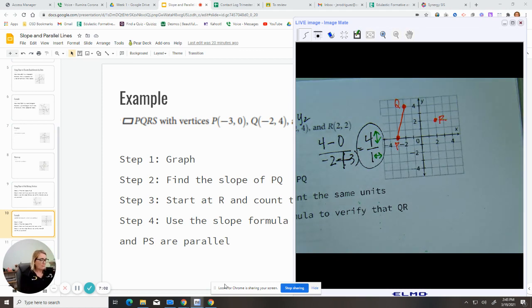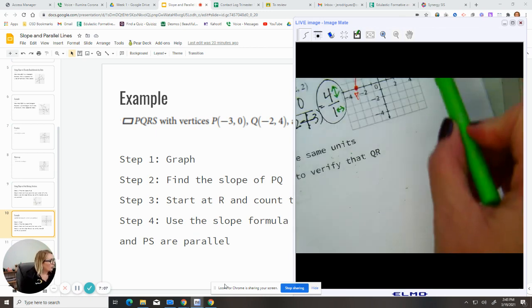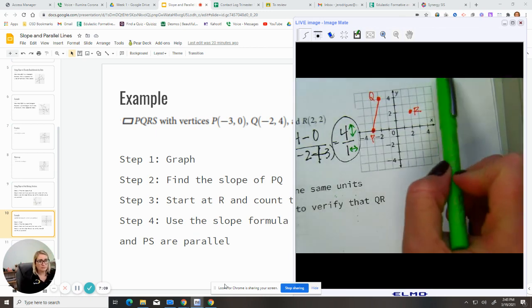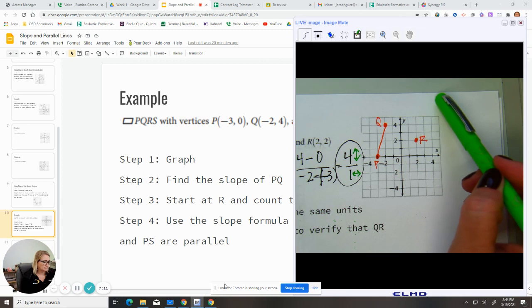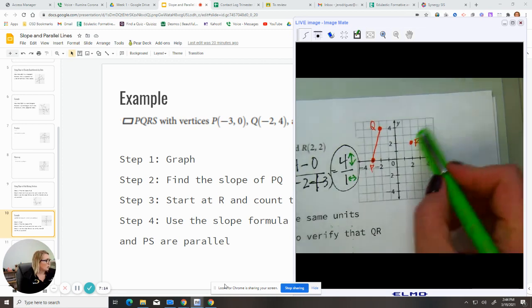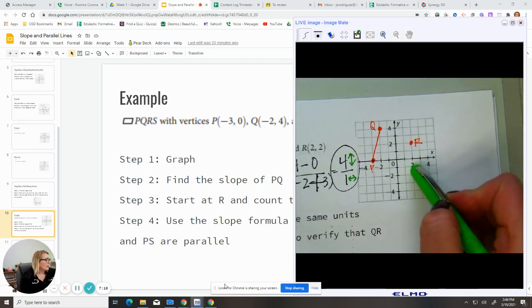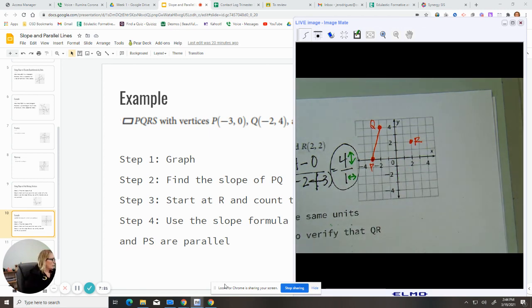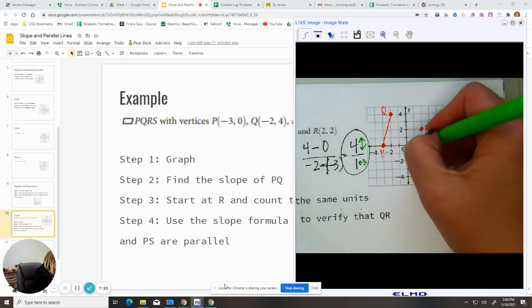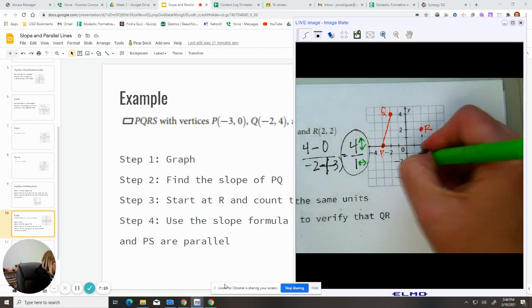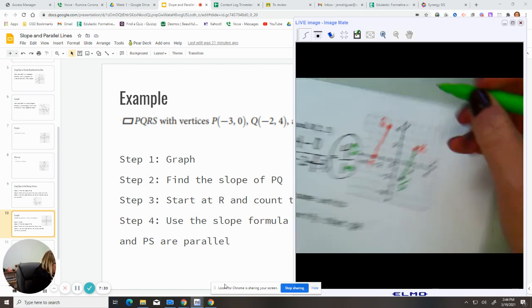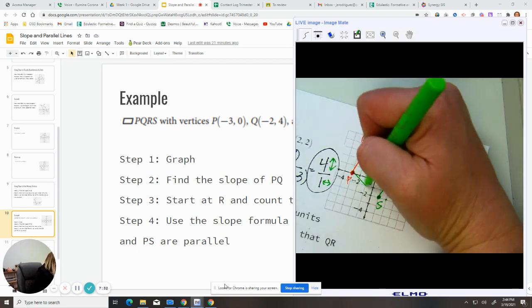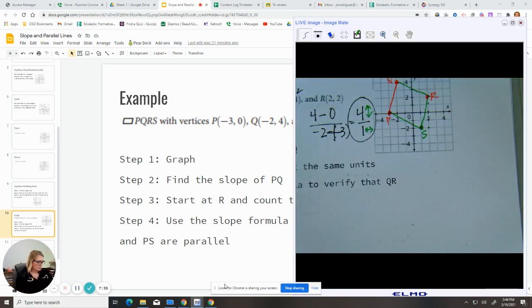So because we need something down here, going up 4 and over 1 would get us over here. Okay, that's not going to help us. So what we need to do is go down 4 and over 1, because a negative and a negative is a positive. So if I start here and I go down 1, 2, 3, 4 and over 1, that should give me point S. And now I can draw in my figure.